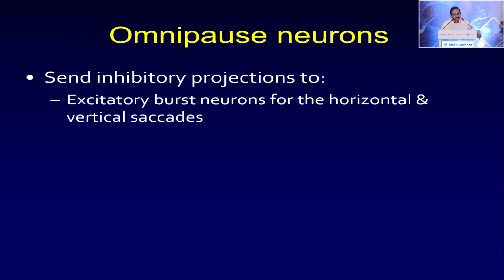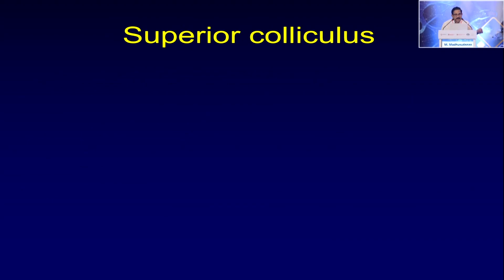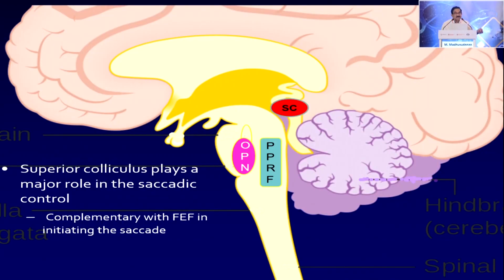What does it do? It sends inhibitory projections to the excitatory burst neurons for the horizontal and vertical saccades. So they inhibit all burst neurons to prevent the saccade. All the time it is inhibiting. When you want to generate a saccade, the omnipause neurons get inhibited. Another control is by the superior colliculus, which controls the eye movement directly through the PPRF and also through the omnipause neurons.